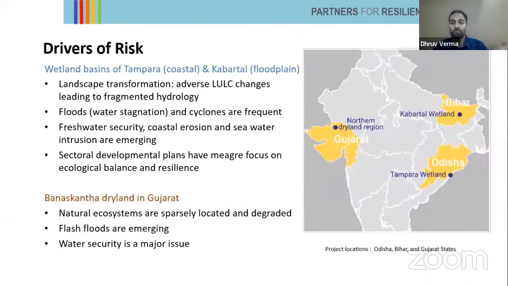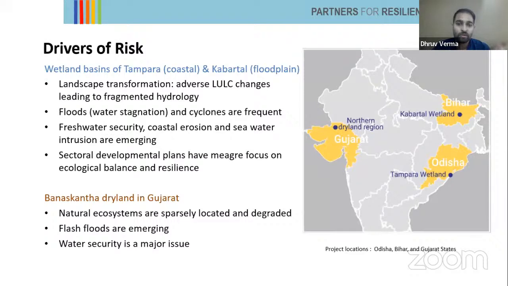Now talking about the drivers of risk. We are working in 3 landscapes in India. Towards the right, we have 2 wetland basins, and towards the left in the map, we have a dry land. The inherent hazards we have in these landscapes are definitely floods, cyclones, extreme heat, dry spells and all. But if we talk about the drivers of risk, it's basically how the landscapes are transforming. Because of the LULC changes, the land use land cover changes, the hydrology is getting fragmented.